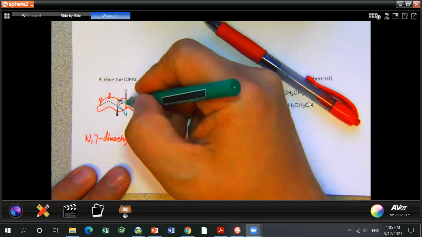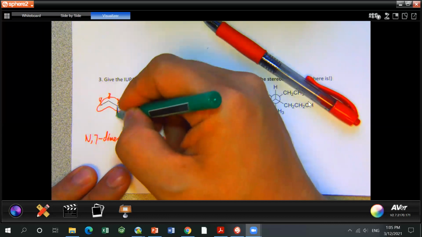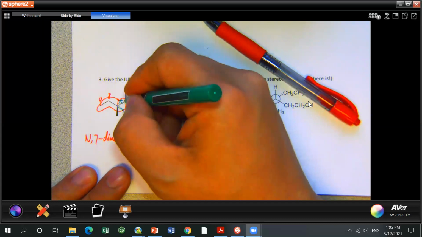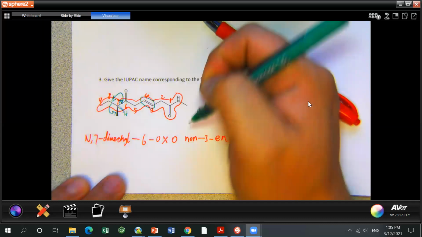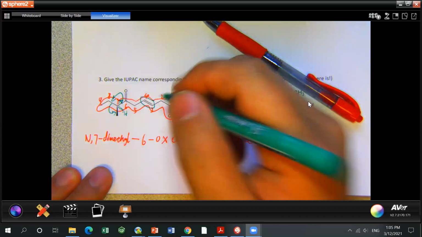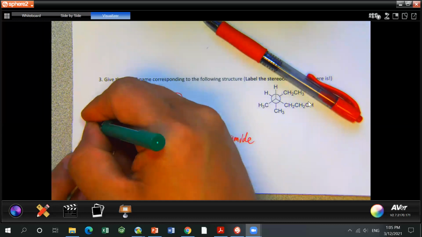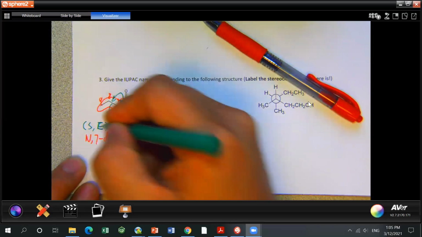So we assign priorities. This branch has higher priority than this branch, followed by the methyl group. We draw the arc from 1 to 2, and then 2 to 3. That looks counterclockwise, so it should be S. So the full name should be SE: S for the stereo center alignment, E for the theta bond alignment.